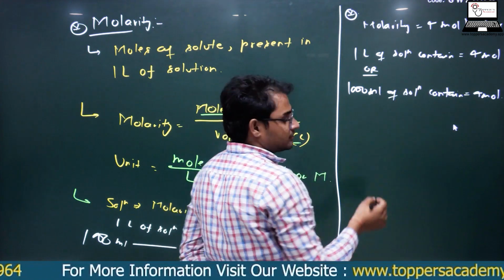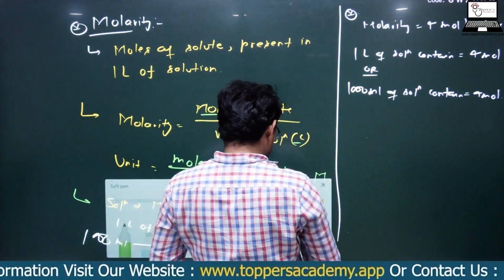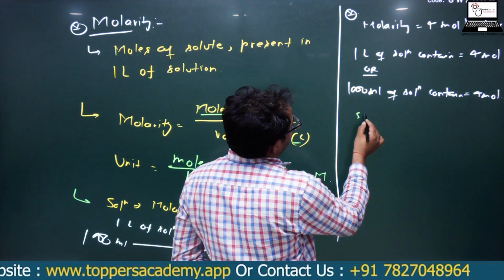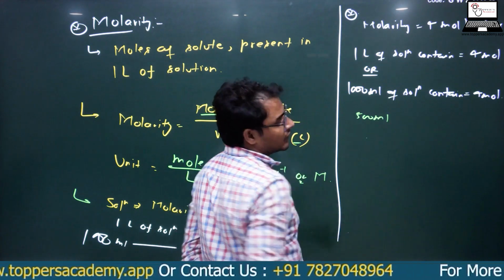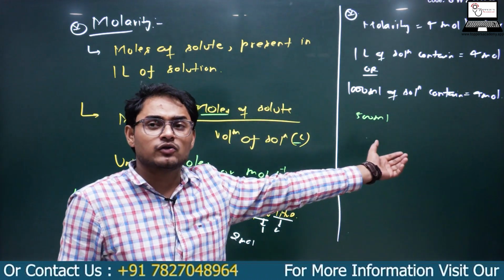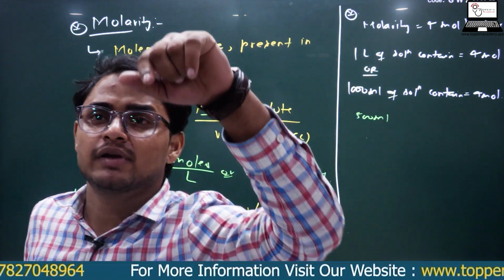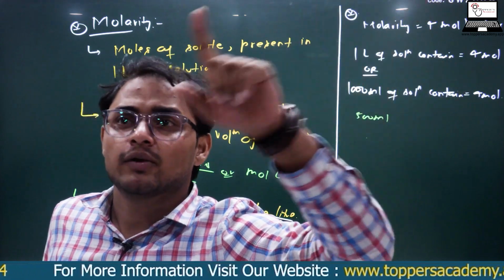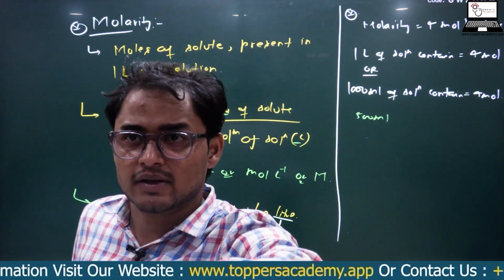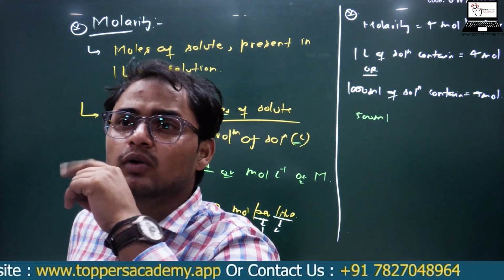Now listen, suppose the question asks about 500 ml. If you take 500 ml of a solution whose molarity is 4 mole per liter, what will be the amount of solute present in that particular amount of solution? If you take 500 ml of a solution whose molarity is 4 mole per liter, then what will be the amount of solute present in that 500 ml, right?